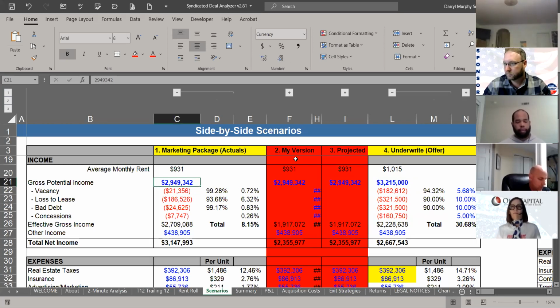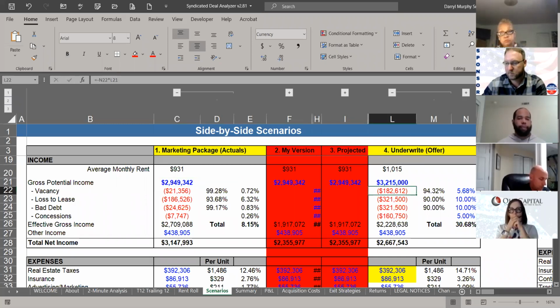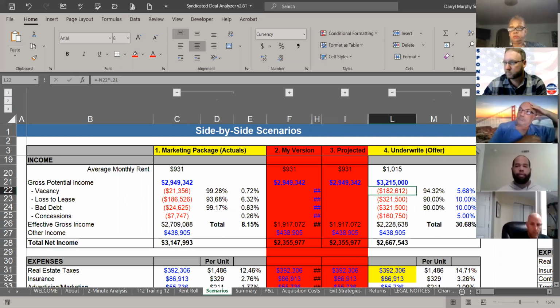However, when you do that, that number is also incorporating your physical vacancies. So what you need to do is subtract that 182,612, and that's going to give you your loss. Now, I'm going to say something here because, well, let me do this.